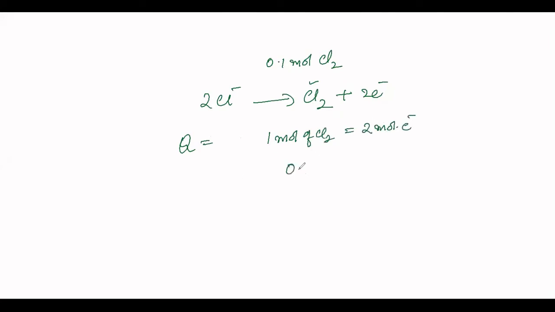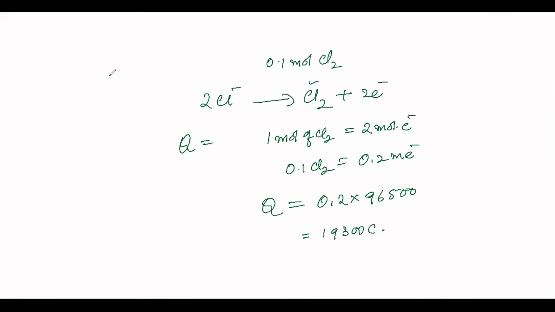So we want 0.1 mole of Cl2. Therefore 0.2 mole of electrons are required. So the quantity of electricity required should be equal to 0.2 into 96,500. Correct? This will be 19300 coulombs.